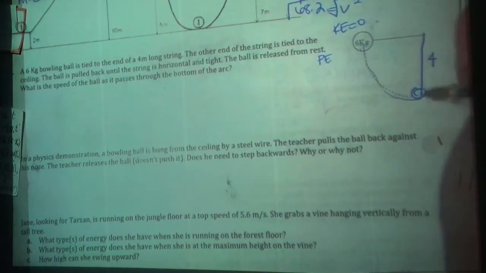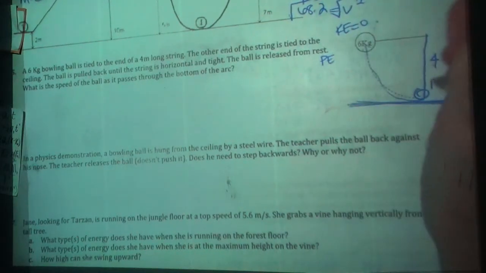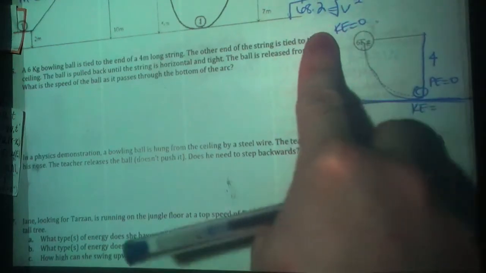So think about, at this point, the height, or it's fallen down 4 meters because that's how long the string is. And let's pretend it was on the ground. Then your potential would be 0 here, and my kinetic energy would just be the potential I started with. So let's find potential at the top. Mass times gravity times height of 4 gives me a potential energy of 235.2.